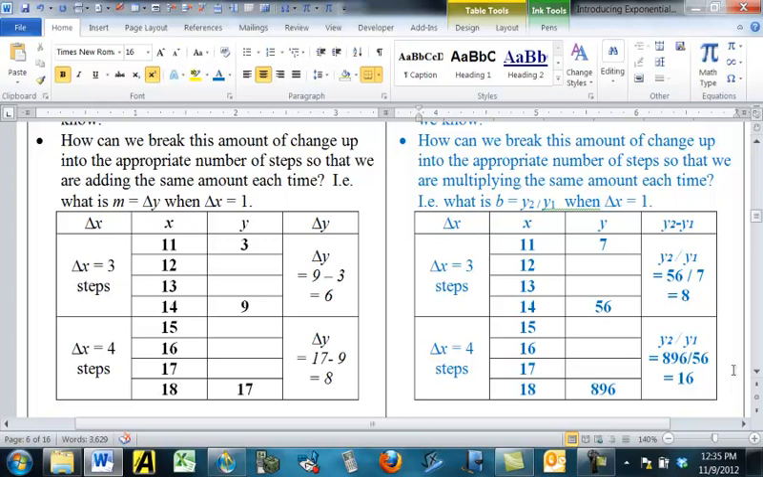So what we notice is the amount that the y goes up from 3 to 9 is delta y, which is 9 minus 3, which is 6. And then for the second time, delta y is 17 minus 9, which is 8.